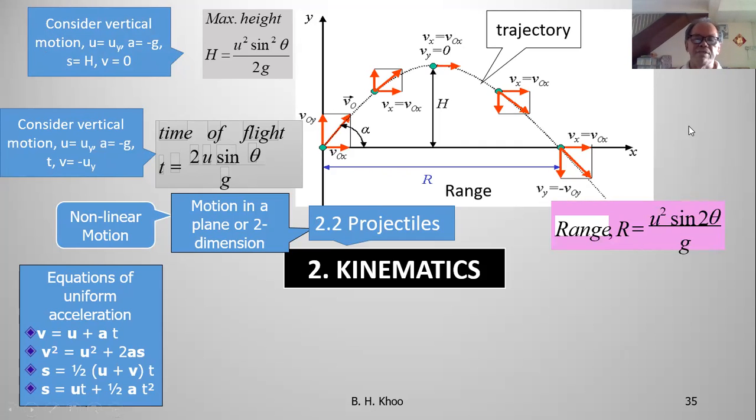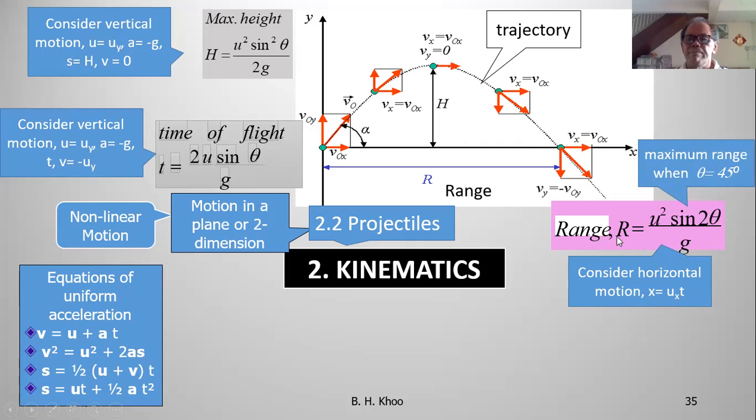Then the range. That's the formula that we have derived. We consider horizontal motion. How long it is in the air is determined by the time of flight. And then that's the time of flight times the horizontal component. This is the symbol for the initial velocity in the x direction. Some authors use ux, understood as the initial velocity in the x direction.